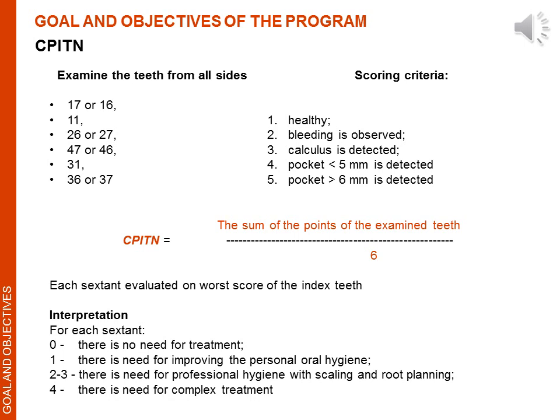And interpretation. Each sextant is evaluated on the worst score of the index teeth, the highest score. For each sextant: there is no need for treatment; there is need for improving personal hygiene; there is need for professional hygiene with scaling and root planing; and there is need for complex treatment.